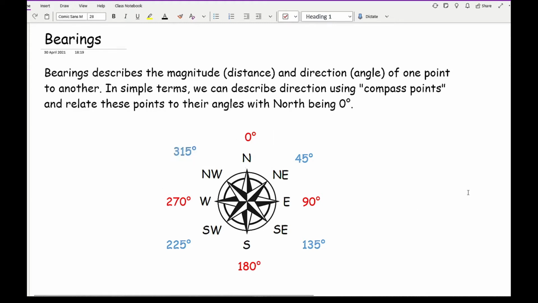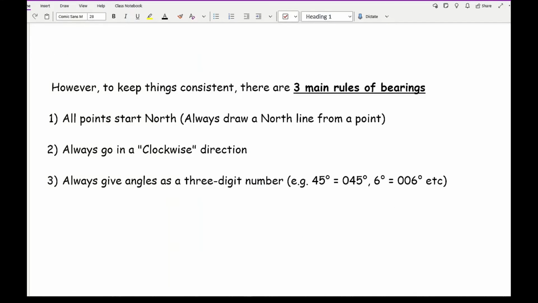Now this is certainly one thing that I would strongly recommend that you write in your notes, because sometimes the bearings could be given as an angle or it could be given as a compass point, and it's important that you learn to memorize or at least know how to calculate the angle given a compass point. Now to keep things consistent, there are three main rules of bearings, and this is certainly something that I would definitely make a note of.